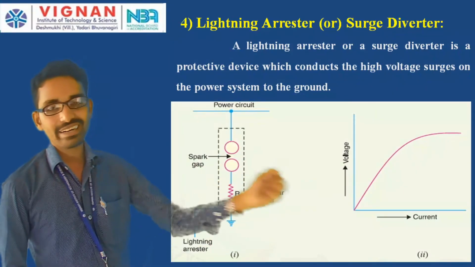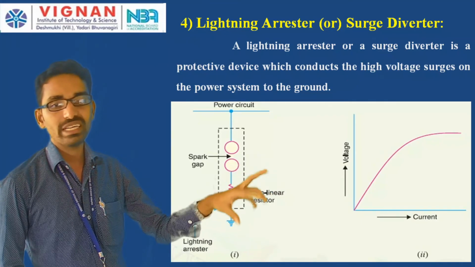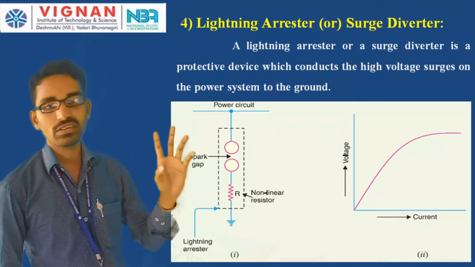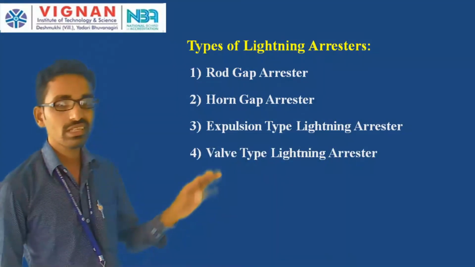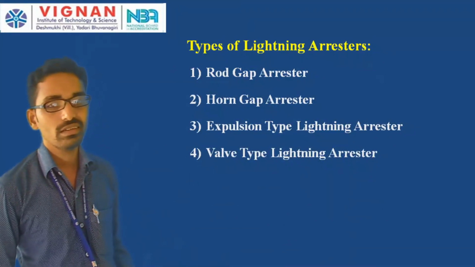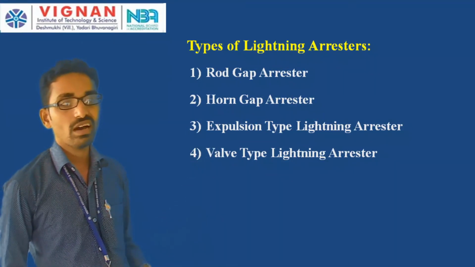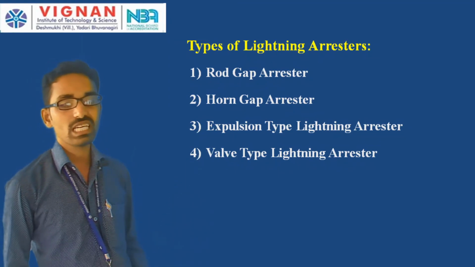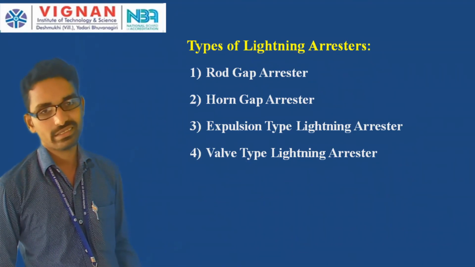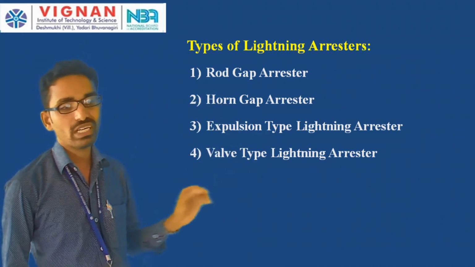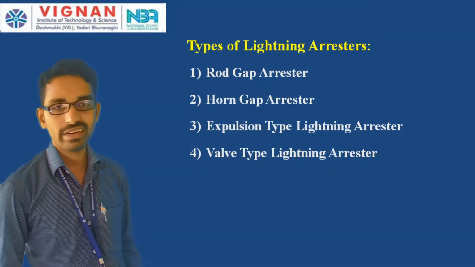These are the characteristics of the lightning surge, that is between voltage and current. If you draw the characteristics, then you get these characteristics of the lightning arrestor. There are different types of lightning arrestors: the first one is the rod gap arrestor, second is the horn gap arrestor, third is the expulsion type lightning arrestor, and the last one is the valve type lightning arrestor. So these are mainly four different types of lightning arrestors. We will see these lightning arrestors in the next class.